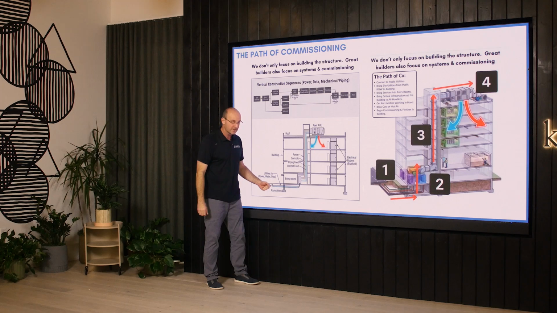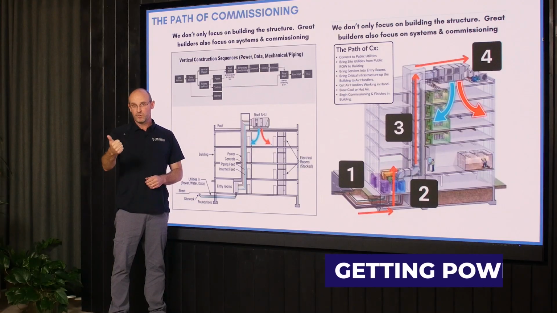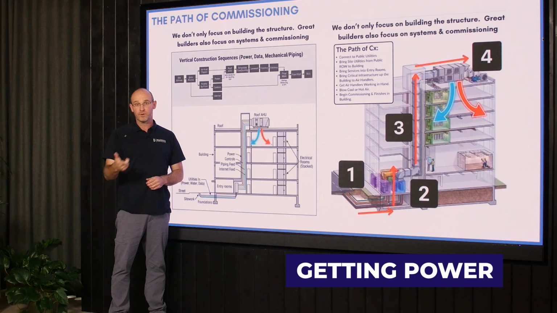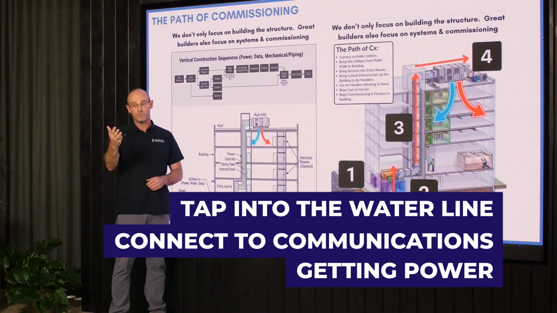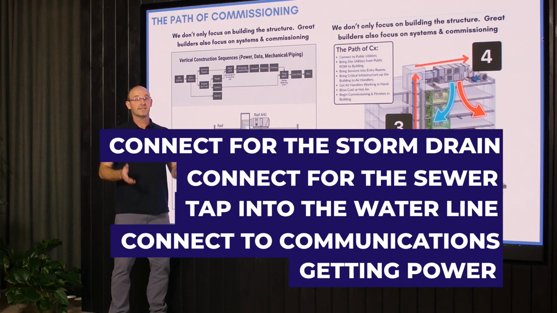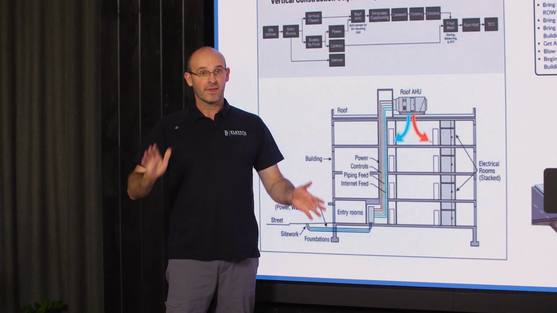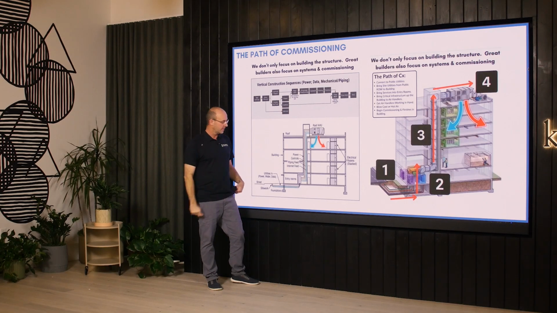Once we have our points of connection, let's say you're not home free at this point, but let's say you're like, I know where we're getting power. I know where we're gonna pull power from. I know how we're gonna connect to communications. I've already got it figured out with the communications company. I know how we're gonna tap into the water line. I know where we're gonna connect for the sewer. I know where we're gonna connect for the storm drain. That is a milestone. That all has to be tracked. It all has to be tracked on your production plan as aggressively as you possibly can.